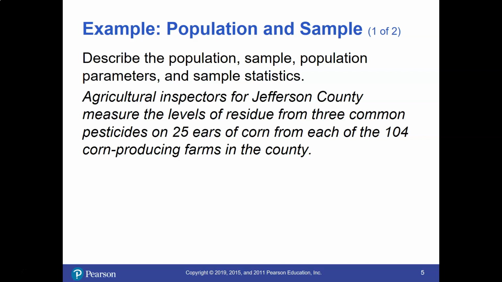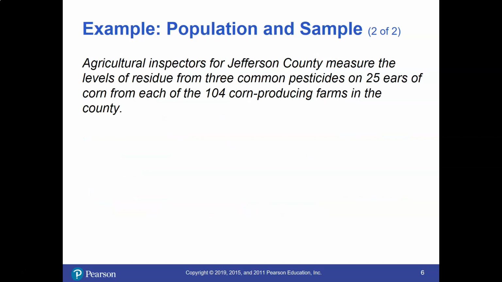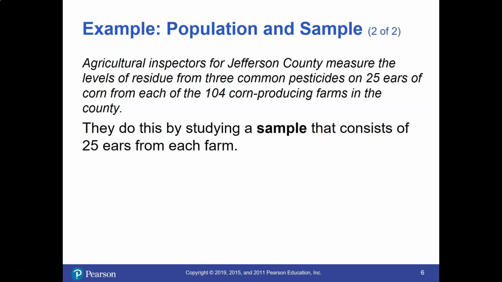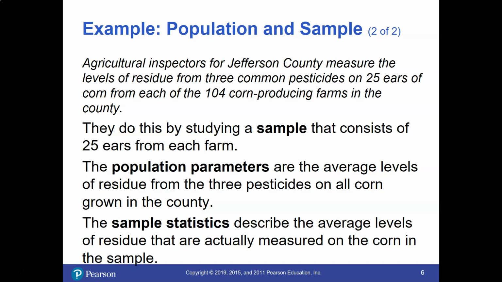And then the population parameters are the levels of residue from the pesticides. And then the sample statistics are the actual residue from the pesticides you collect on the 25 ears of corn that you have. So pretty straightforward. So population, all ears of corn in the county, that's what we're trying to learn about. The sample is the 25 ears of corn, the parameters are the average levels of residue, and the sample statistics describe the levels of residue on the ones we actually measure.